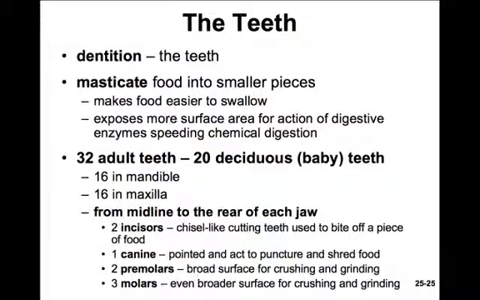There are 20 baby teeth, which are deciduous, and then there are 32 adult teeth. In the adult, that leaves 16 in the mandible and 16 in the maxilla. From the midline to the rear of each jaw, we start in the front with 2 incisors, which are chisel-like cutting teeth used to bite off a piece. The canine teeth are used to puncture, shred, and tear. There's 1 of those on each side. There are 2 premolars, which have broad, flat surfaces that are used for crushing and grinding. And then 3 molars, which have even broader surface for crushing and grinding.